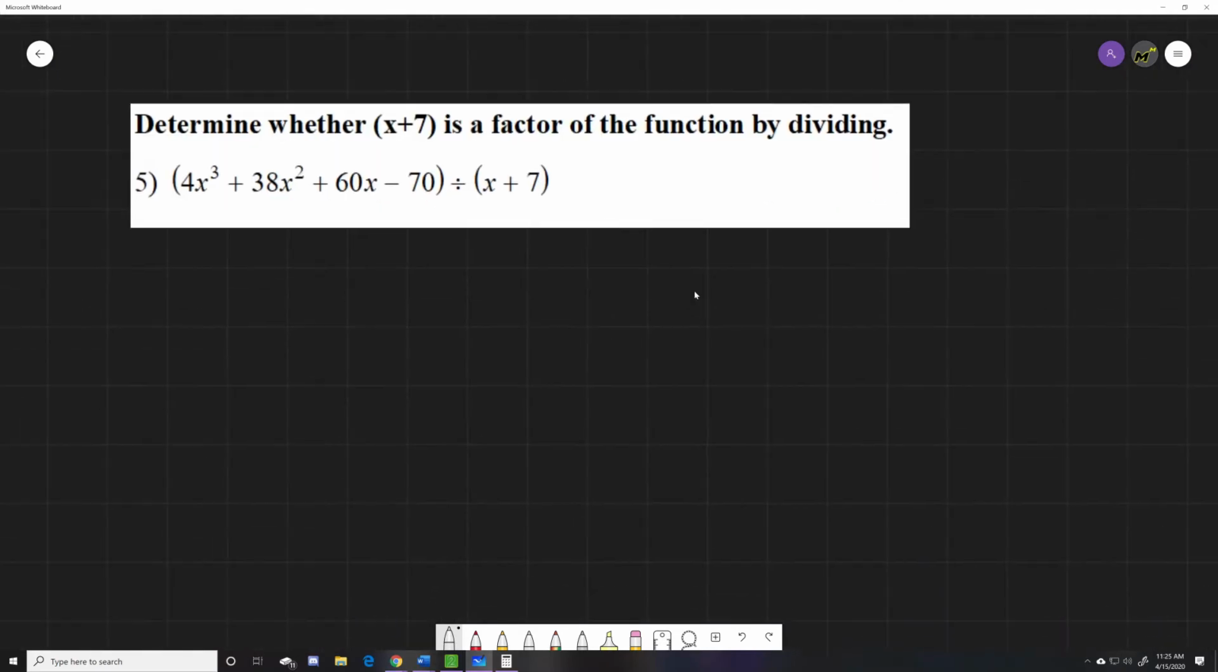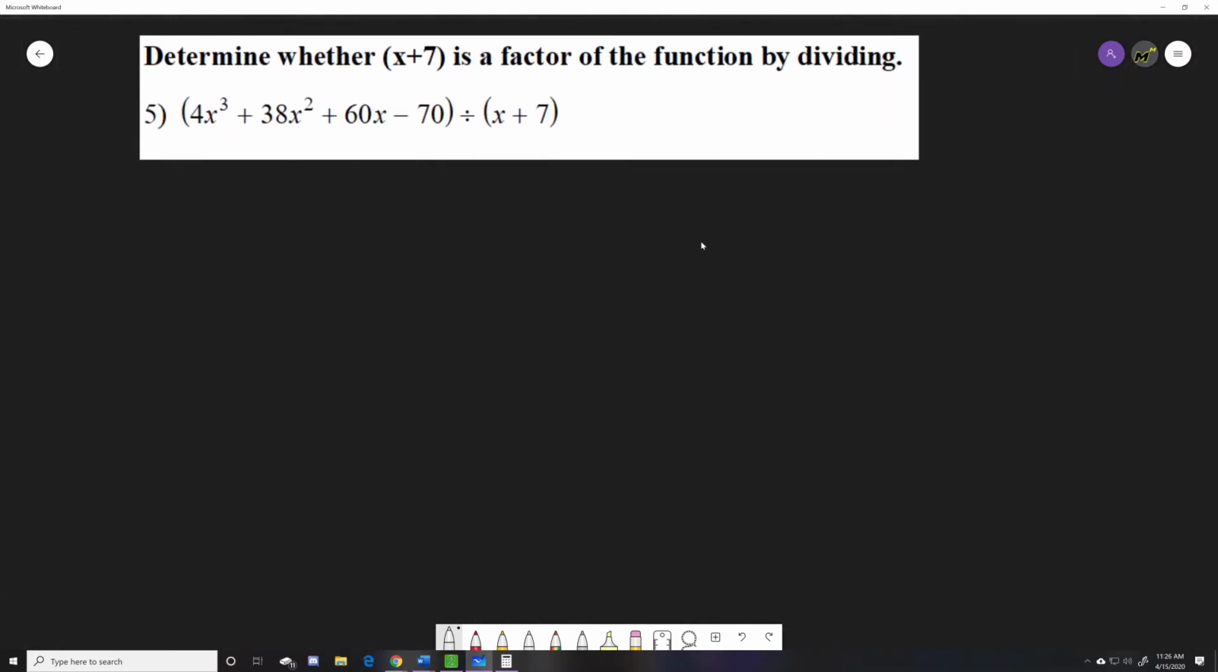So here we have it, number 5. Determine whether x plus 7 is a factor of the function by dividing. Okay, so we have 4x cubed plus 38x squared plus 60x minus 70 divided by x plus 7. Well, we could do a long division, polynomial long division.